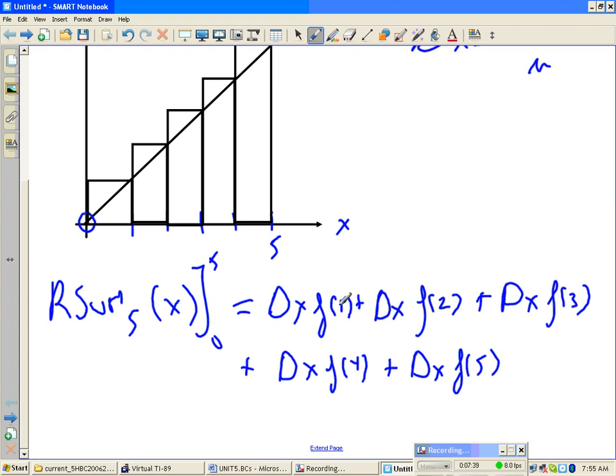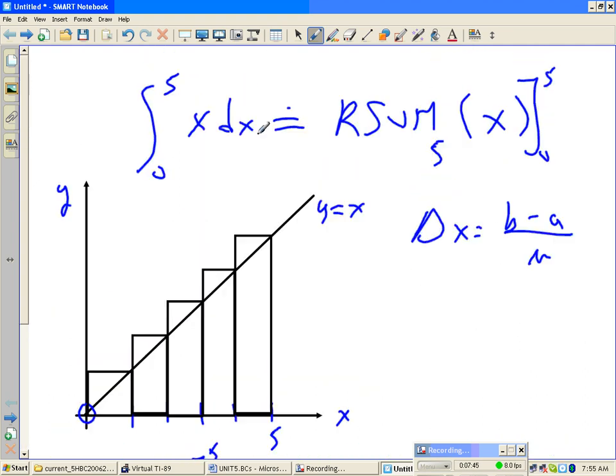Look at this. f times delta x. Do you see this notation? f times dx. This is the height of the Riemann rectangle. This is the width of the Riemann rectangle. Okay? That's why you have a dx. And you must have a dx, or d something, right? This is the base, this is the height of every rectangle.